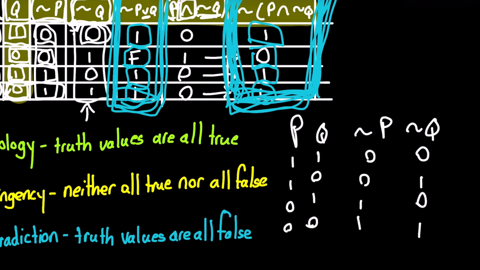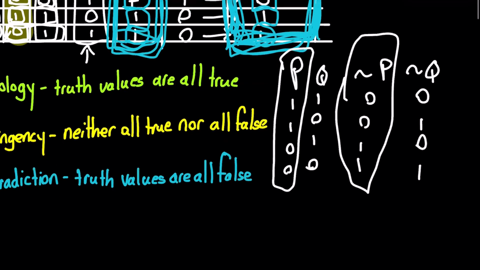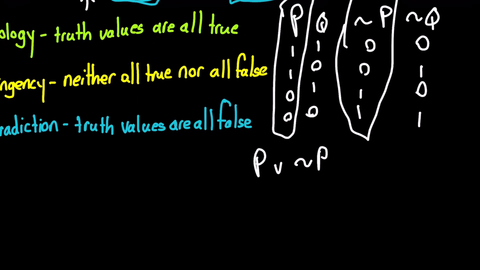Negation of Q is going to be 0, 1, 0, 1. And now, if we look at these two columns and use an OR gate, think about it. If we said P or negation of P, this means that we just need one of them to be true. And in the first row, we have 1, and this is 0. So this whole statement is going to be true because at least one of them is true.